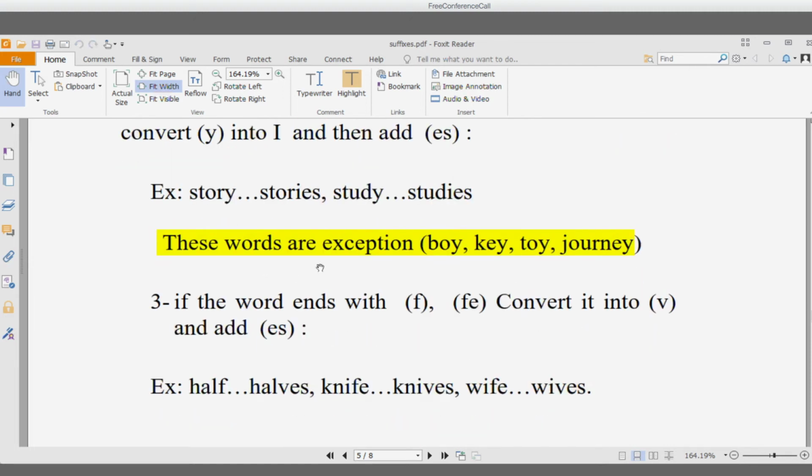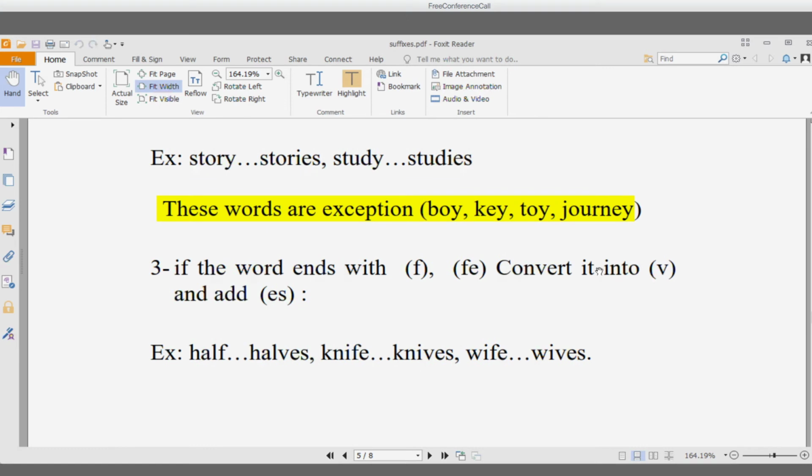These words are exception. For example, boy, boys, key, toy, and journey. ذول الكلمات لا تقلب الواي إلى I. ليش؟ لأن الواي مسبوقة بعلة وليس بحرف صحيح. So in boy عندي الأو، بالكي عندي الإي، ونفس الشيء بالنسبة للتوي والجورني. So ذولي الكلمات لا تقلب الواي إلى I لأنه مسبوقة بعلة وليست بحرف صحيح، ولذلك لا تقلب، تبقى على حالها فقط نضيف اس الجمع. أي شيء بالأصفر هنا exception يعني استثناء.